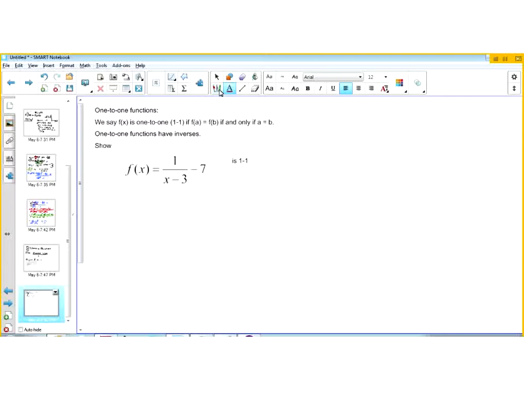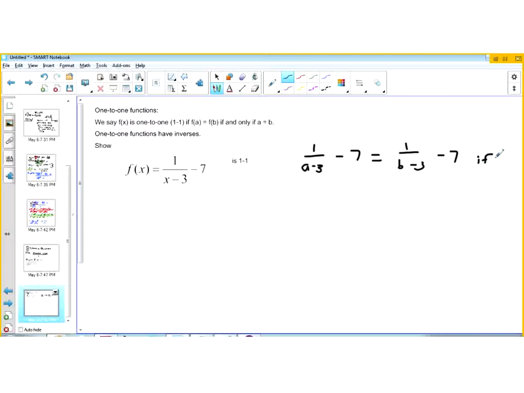Use the definition. So I'll go ahead and handwrite it. So 1 over a minus 3, minus 7 is equal to 1 over b minus 3, minus 7, if and only if what? 1 over a minus 3 is equal to 1 over b minus 3, if and only if, I'll take the reciprocals of both sides of the equation, b minus 3 is equal to a minus 3, if and only if b is equal to a.